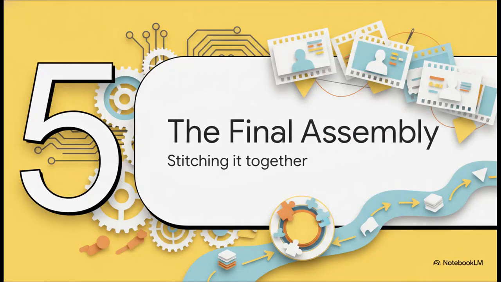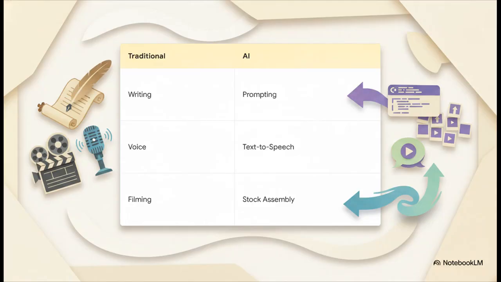Finally, Section 5, the final assembly, stitching the synthetic together. This table sums it up perfectly. Every single traditional pillar of production is cleanly replaced by a frictionless artificial counterpart. Screenwriting, swapped for prompting an LLM. Voiceover recording, entirely replaced by text-to-speech software. And the grueling, time-consuming process of filming and editing traded in for keyword stock assembly. The guide proves that the traditional bottlenecks of creation have literally been erased.